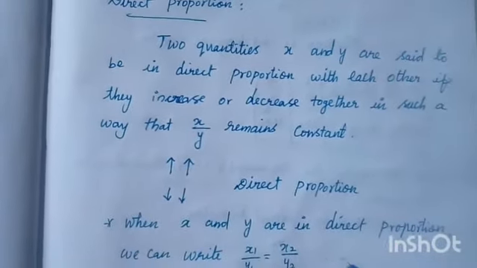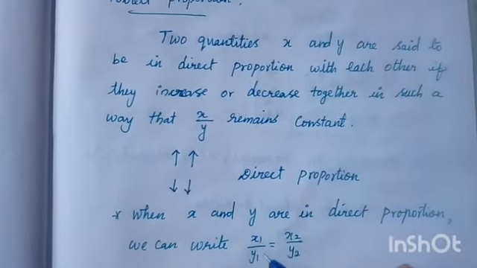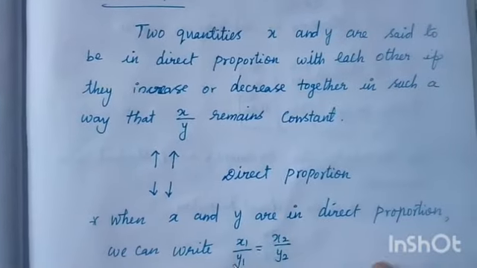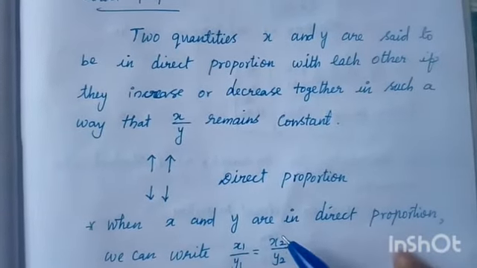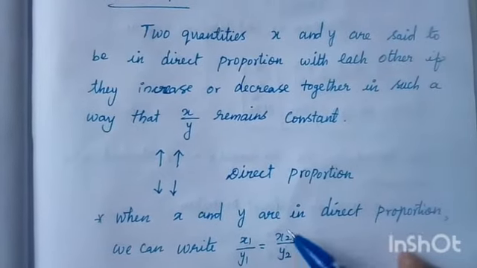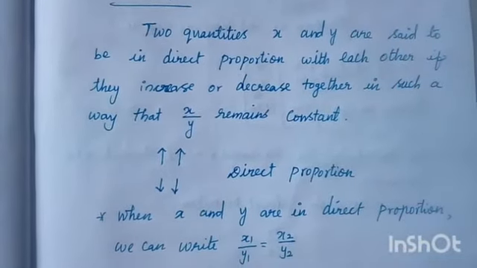When X and Y are in direct proportion, we have to use this formula. We can write X1 by Y1 equal to X2 by Y2. This is the formula for direct proportion.